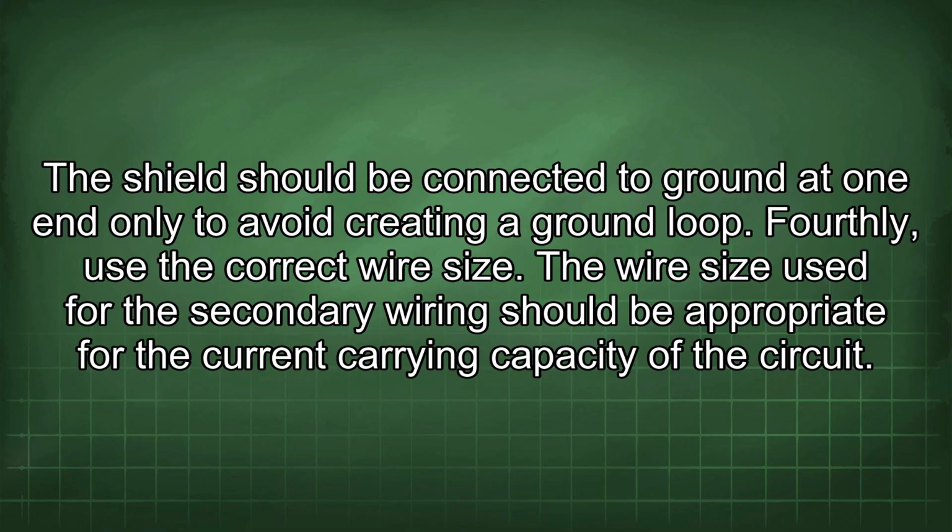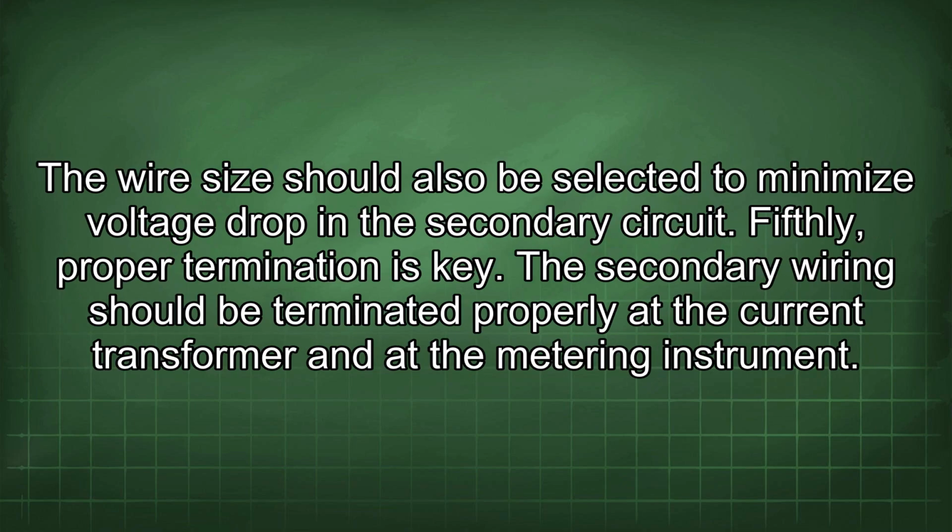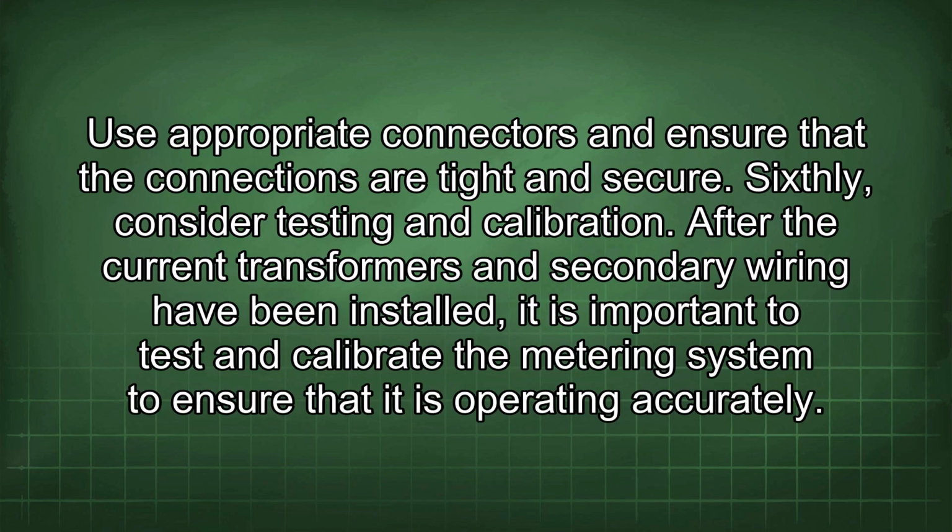Fourthly, use the correct wire size. The wire size used for the secondary wiring should be appropriate for the current carrying capacity of the circuit. The wire size should also be selected to minimize voltage drop in the secondary circuit. Fifthly, proper termination is key. The secondary wiring should be terminated properly at the current transformer and at the metering instrument. Use appropriate connectors and ensure that the connections are tight and secure.